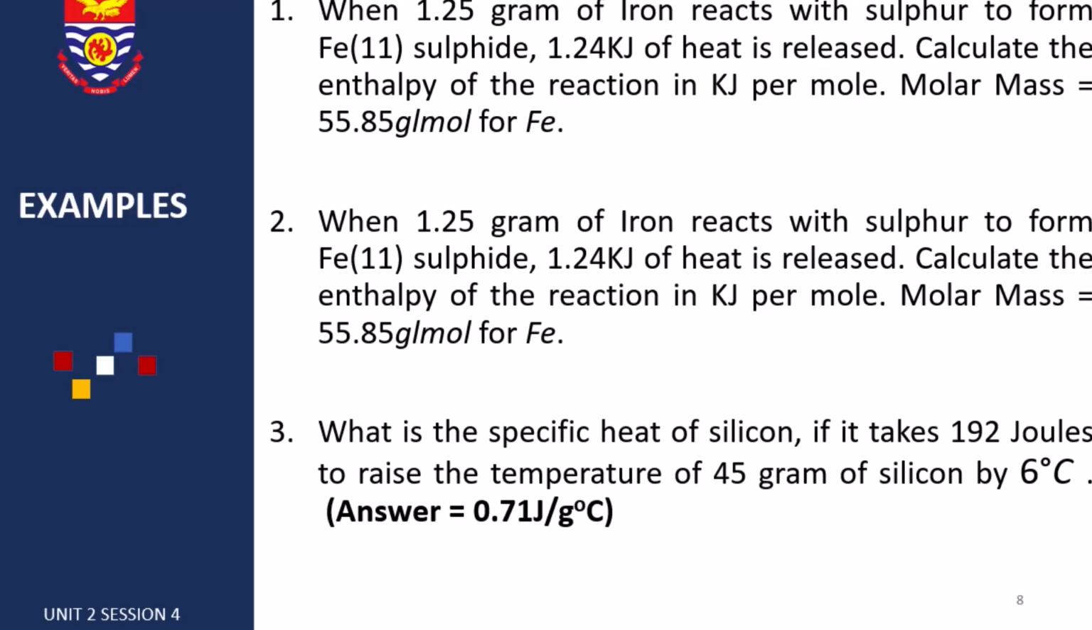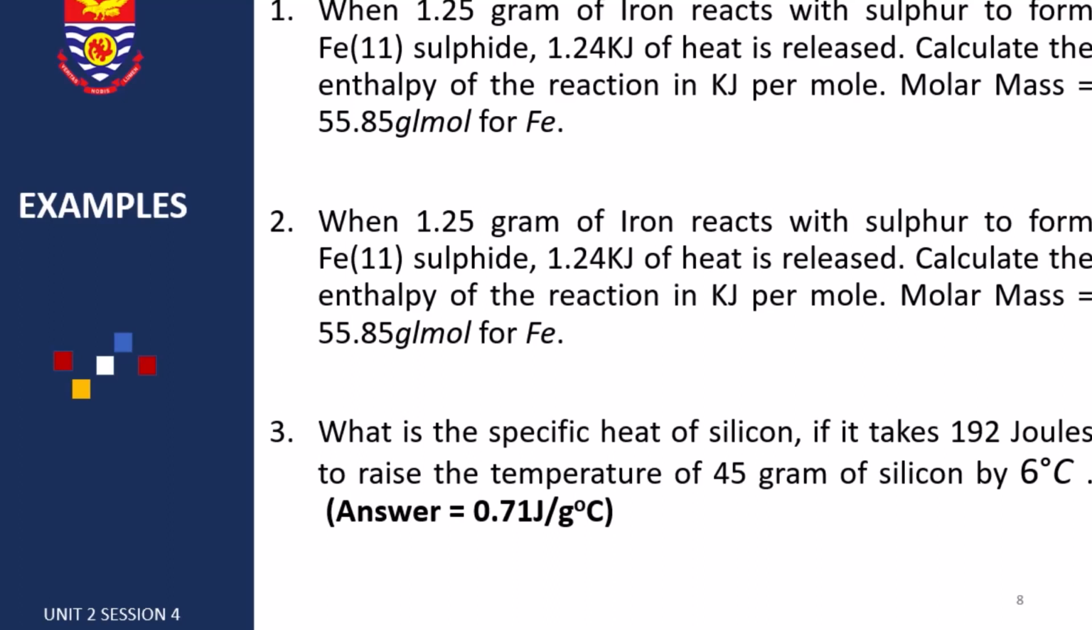So for example, when 1.25 grams of iron reacts with sulfur to form iron(II) sulfide, 1.24 kilojoules of heat is released. Calculate the enthalpy of the reaction in kilojoules per mole. So the molar mass of iron is 55.85 grams per mole, and I will advise you to do these calculations.